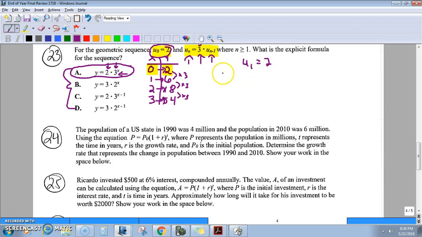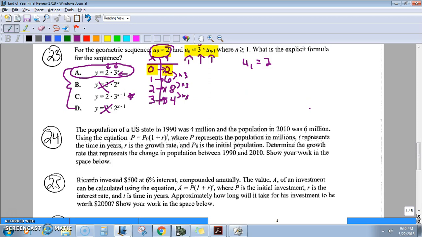If that was the case, then our table would have changed. Instead of 0 being 2, it would have been 1 being 2, and so on. And we would have had to have gone with C as our answer, okay? So I hope you realize the difference between A and C. And I hope you realize we could have canceled out B and D because the starting value and the growth factor were reversed, okay?